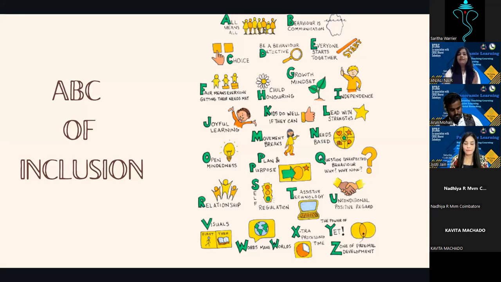E, everyone starts together. Irrespective of the background of the child, irrespective of any disability of the child, every child in your class must start together. So everyone starts together. Next is F. F stands for fair. Fair doesn't always mean equal. So fair means everyone gets their needs met. So we have to take care of the needs of every child.